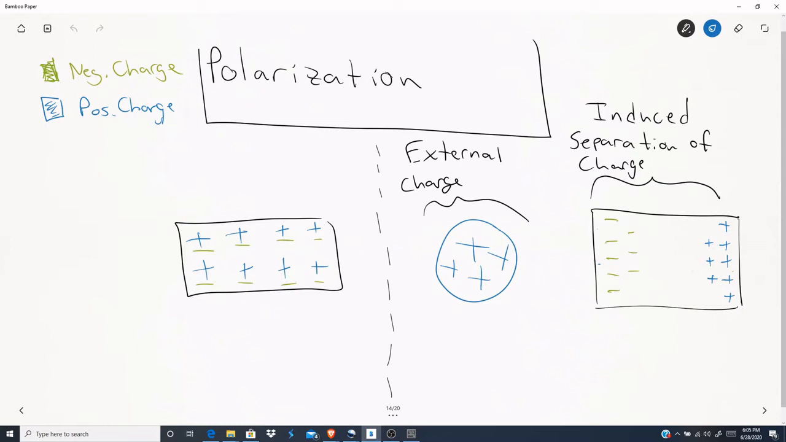Because we're looking at a conductor, which would be the most extreme case of polarization, the negative charges all flow to the left of the rectangle to get as close to that external positive charge as possible. And they leave behind the positive protons on the right-hand side. So we think of this as a separation of charges within the rectangle, and it's induced in the sense that it's caused by an external object, that is this charged sphere on the left.